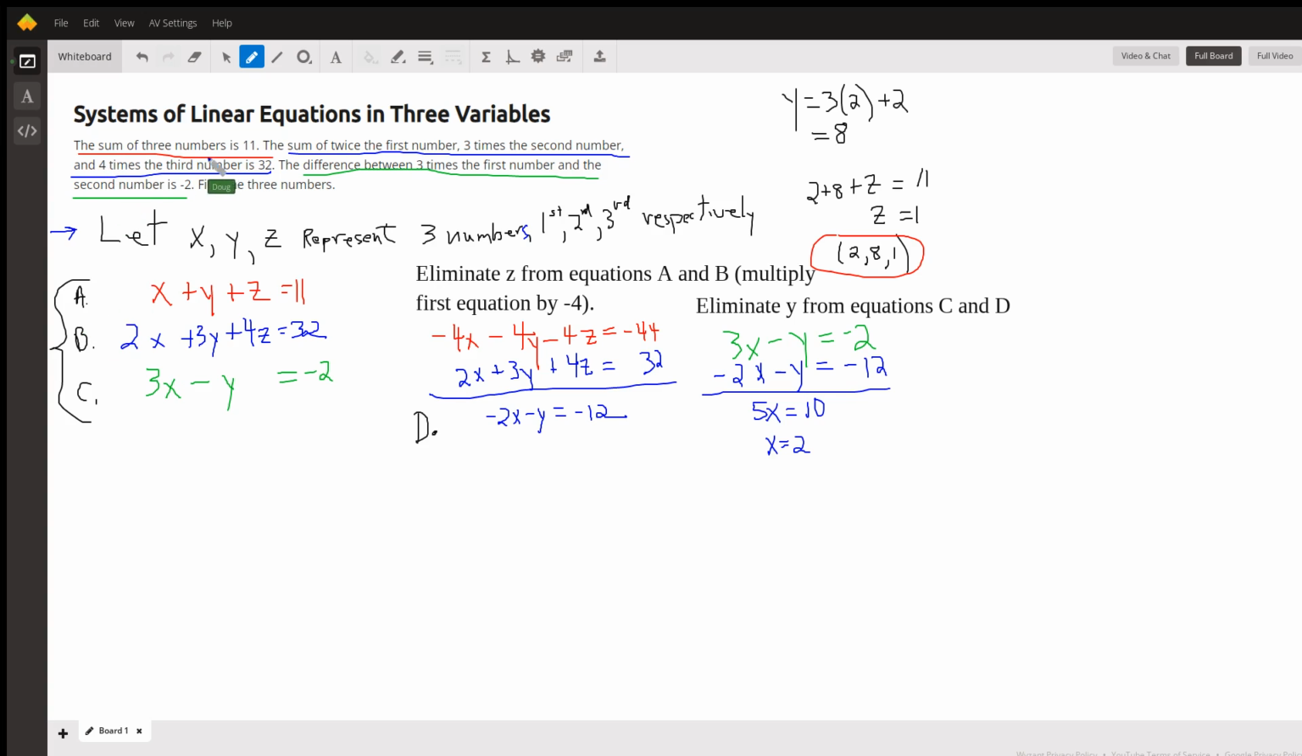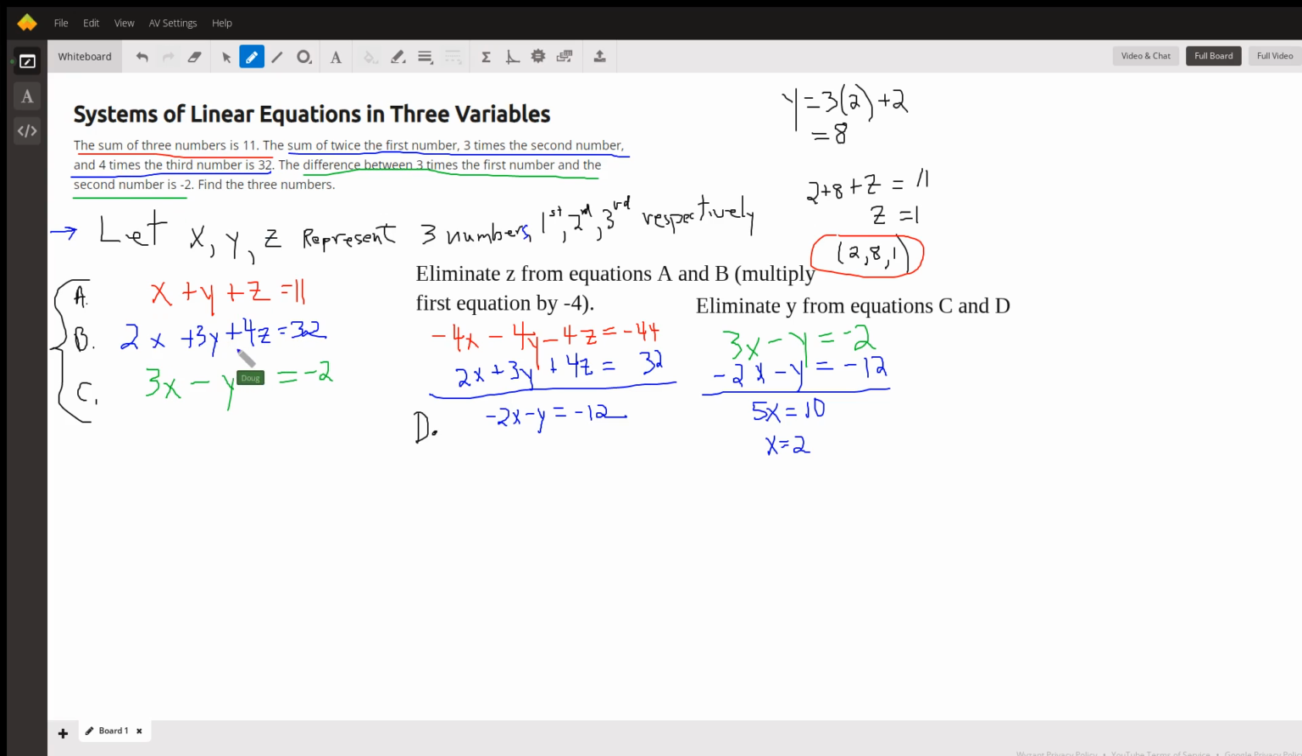In red, we have the sum of three numbers is 11. x plus y plus z equals 11. In blue, the sum of twice the first number is 2x. 3 times the second number would be 3y. 4 times the third would be 4z. The sum of those numbers, whatever they are, is 32.